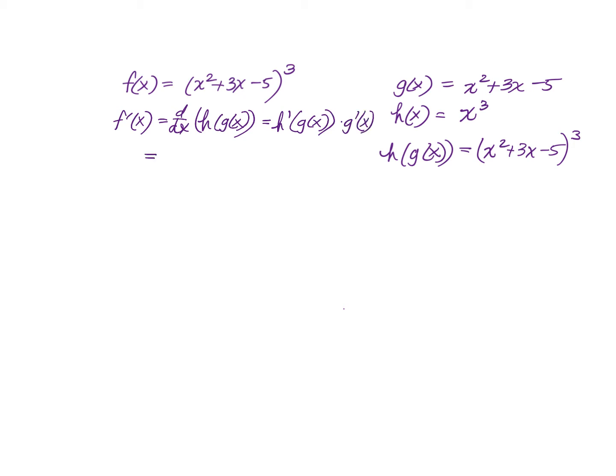Okay, and so that is equal to h prime of g of x, which is just 3 times x squared plus 3x minus 5 to the second power, and then we multiply it by g prime of x, which is the derivative of this, so it's times 2x plus 3. Again, it's just taking the derivative of the outside function and leaving the inside alone, and then multiplying by the derivative of the inside function. Hopefully you got the same answer.